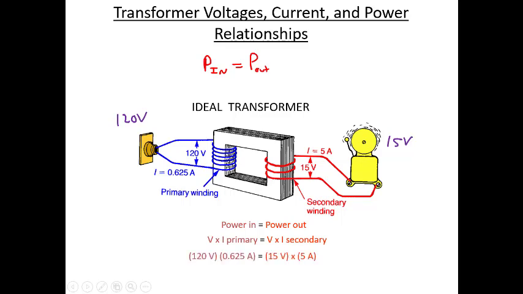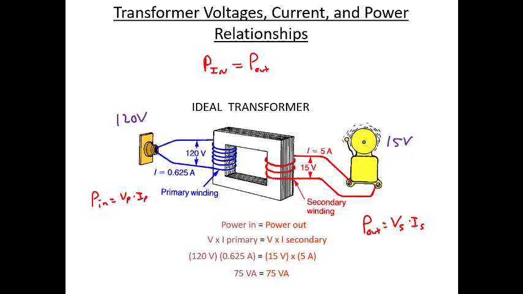So in this circuit, the power in equals the voltage in the primary times the current on the primary. That's where this comes from, 120 volts times 0.625 amps. The voltage on the secondary times the current on the secondary, that would be the power out. So power out would equal the voltage on the secondary times the current on the secondary. And so for this example, we'll notice that it's 75 VA.